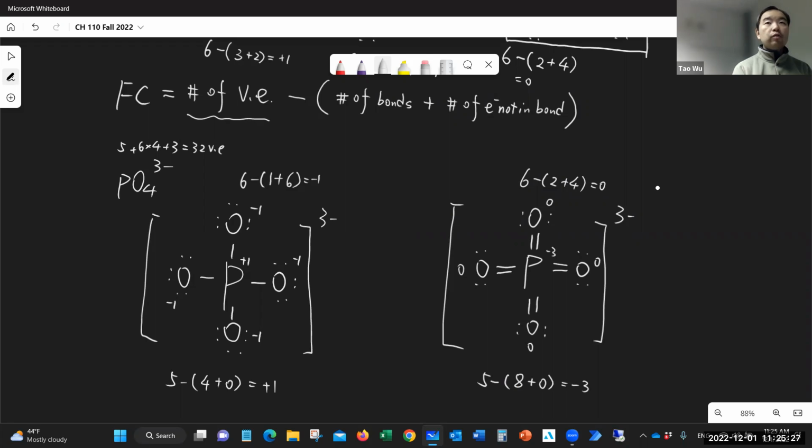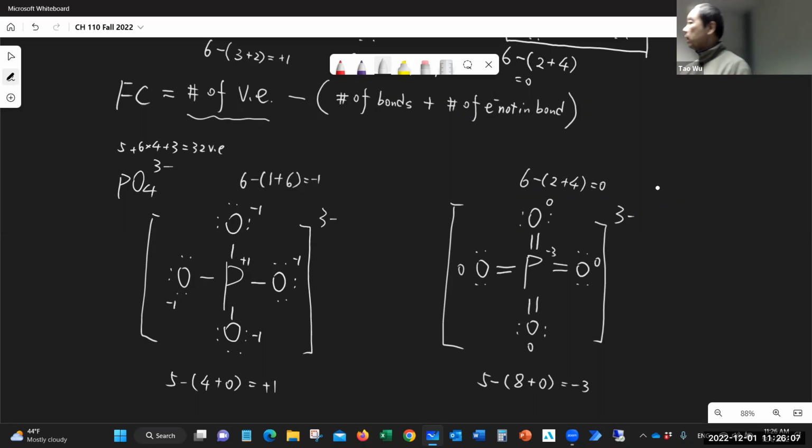Obviously the phosphorus does not follow the octet. This one has 8 bonds, meaning 16 electrons. So phosphorus does not follow the octet, but this actually is the best Lewis structure for the phosphate, because most of the oxygens are 0. So this is why we have the concept of formal charge.